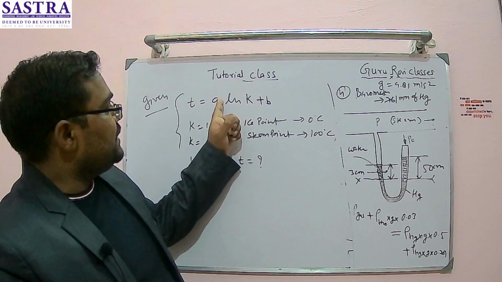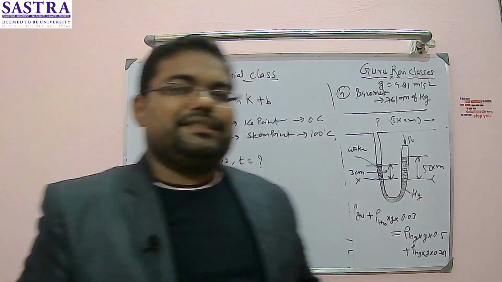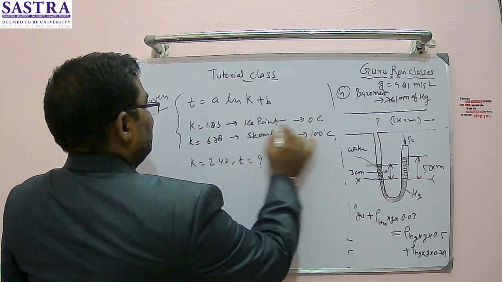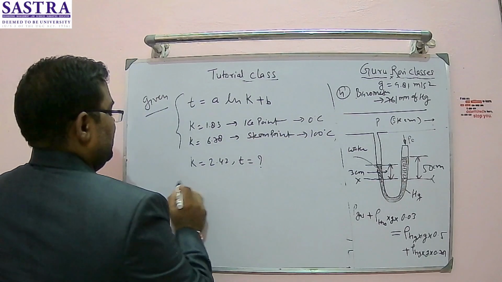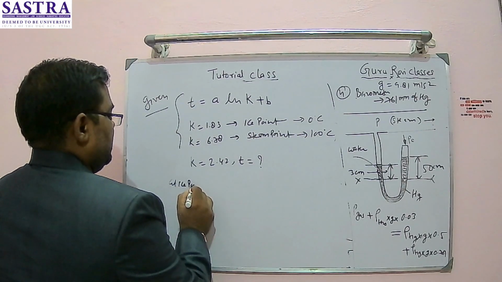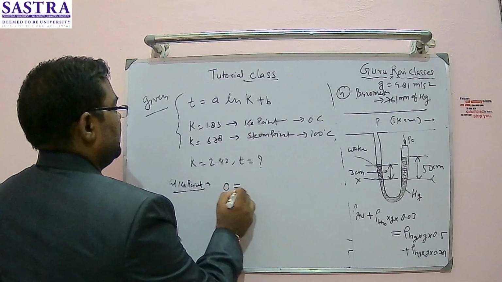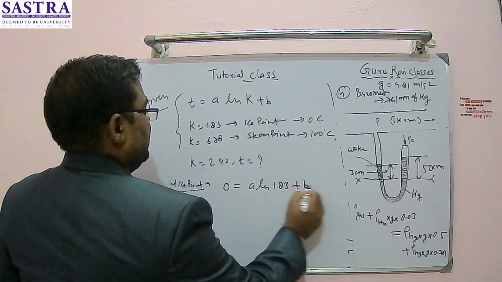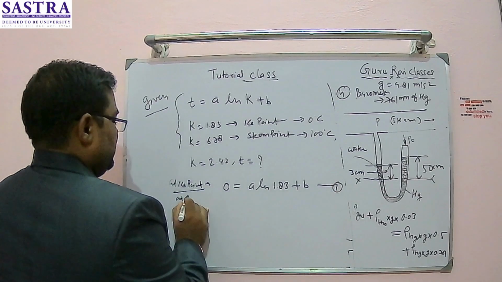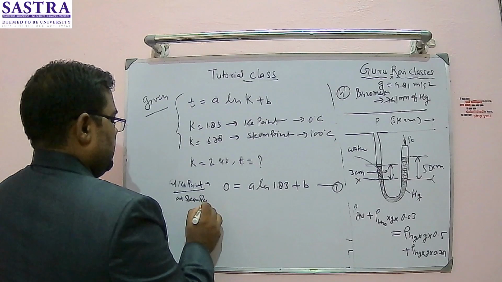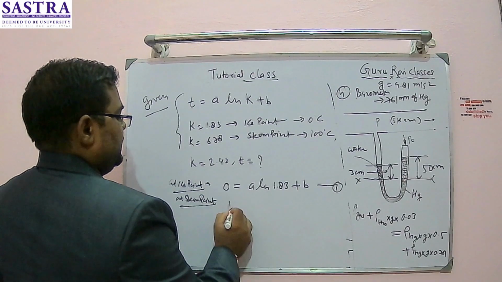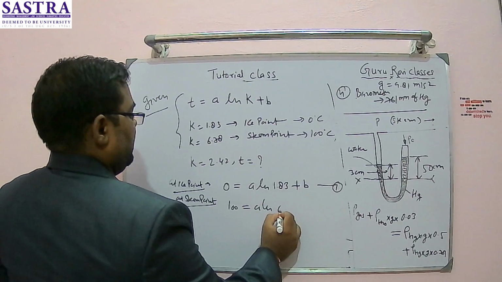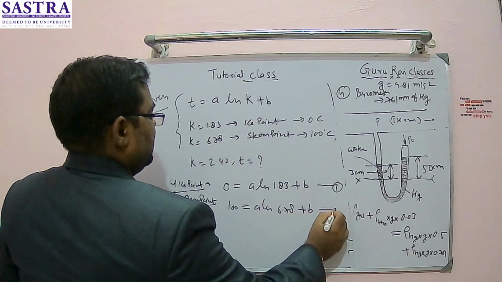So use the same equation, because we don't know the constants A and B, and they need to be calculated. First I will use the ice point. At ice point t is 0, and the same equation can be used: 0 is equal to A ln of 1.83 plus B. This is equation number 1. At steam point, 100 is equal to A ln of 6.78 plus B. This is equation number 2.